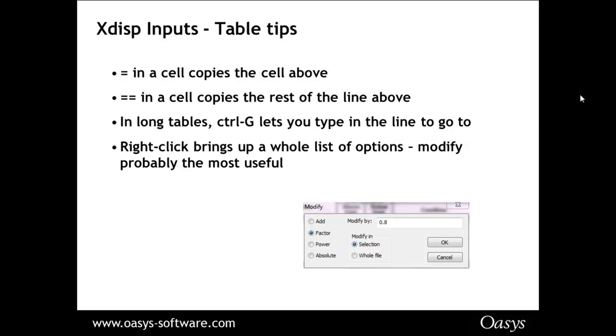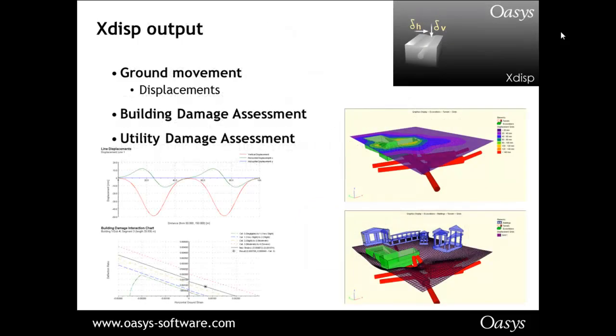And if you right-click, you've got a number of options within the table. Modify is probably the most useful. So say, for example, I wanted to factor all my Young's moduluses by a certain value. I could just right-click and go to Modify, and that would do it for me. So there are ways, even though you can set up a very complex file, there are ways to simplify down any editing that you have.